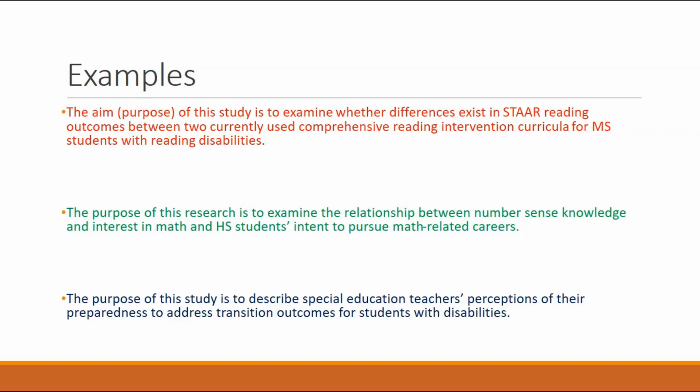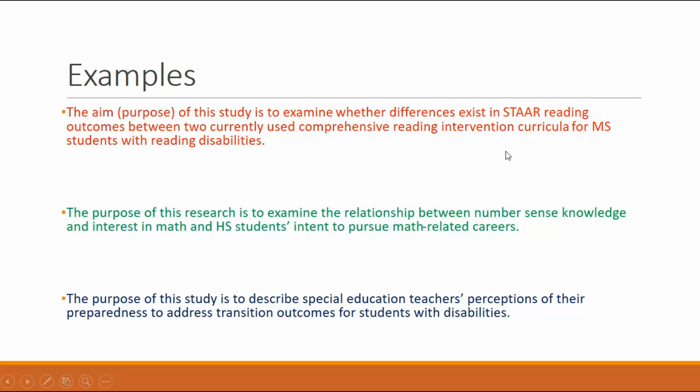But you can see these are all examples of, and these are actually all real examples, students that I have had in chairing dissertations. These are all actual purpose statements. What you will notice in each one of them, this top one, you notice it uses the word differences. So I know this is going to compare groups. The middle one talks about relationships. So we know that's going to be correlational. The one on the bottom talks about describing. So each one of these is a different design.